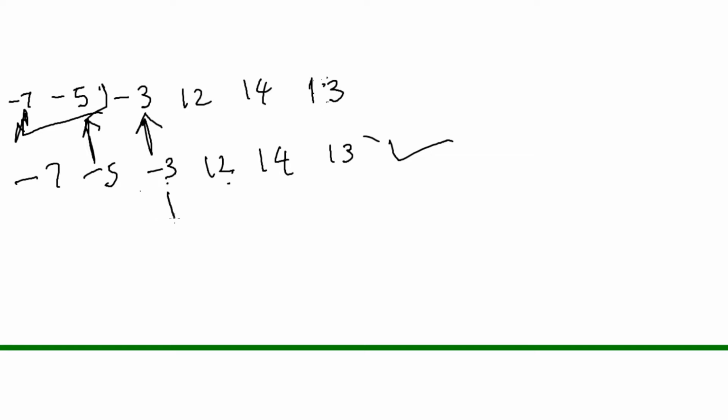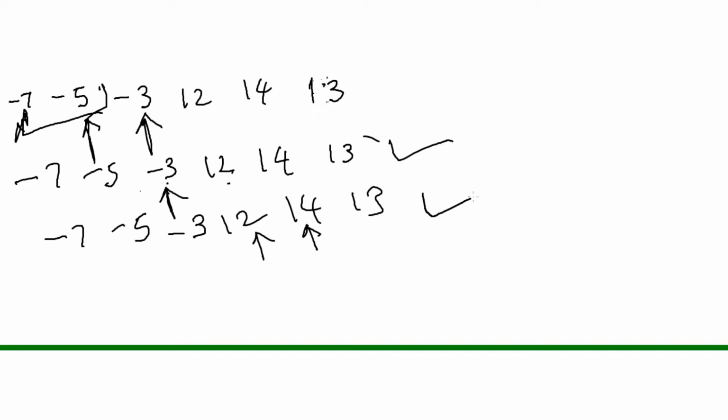So we move to the next number, which is 12 now. Once again, I am just copying the array for the sake of simplicity, and we see that we have 12 and we have 14. So again, 12 is less than 14. We are good here. Nothing needs to be done. And now we once again continue our operation of sorting.